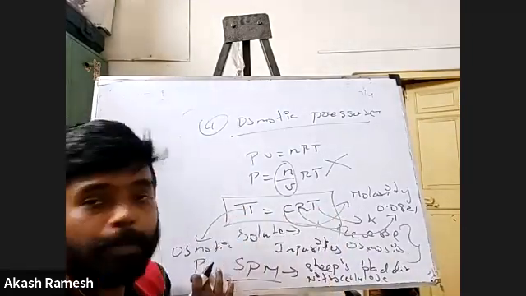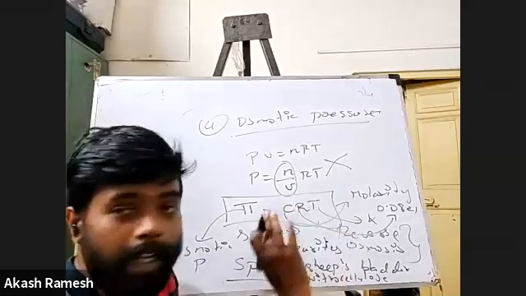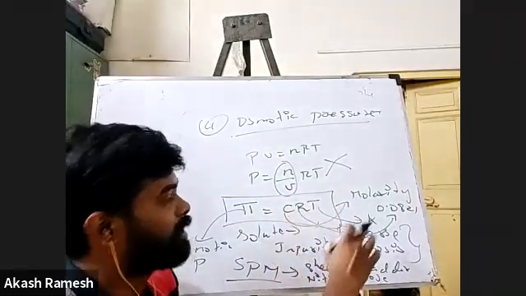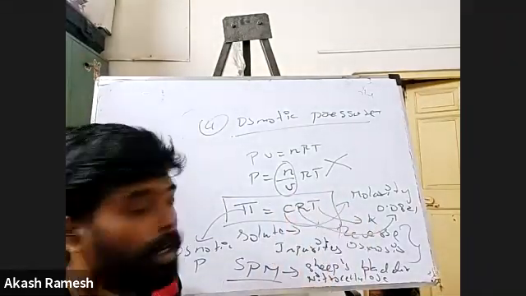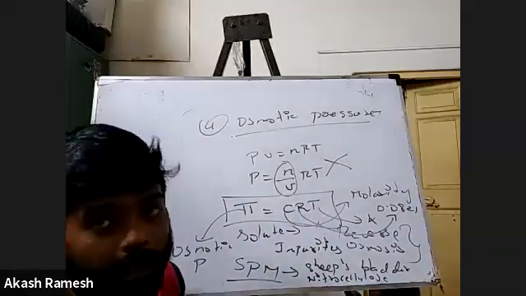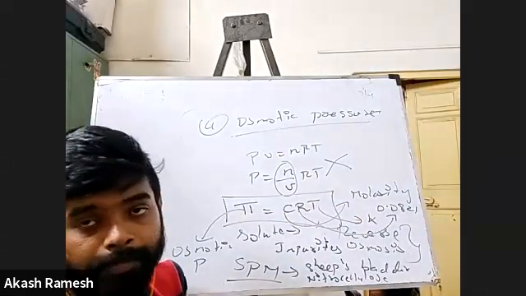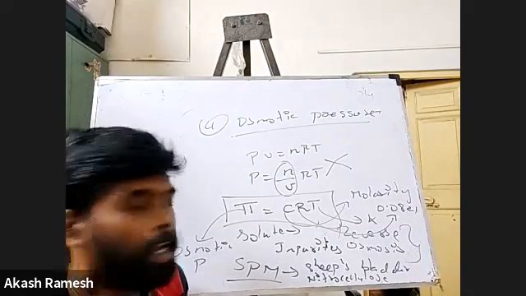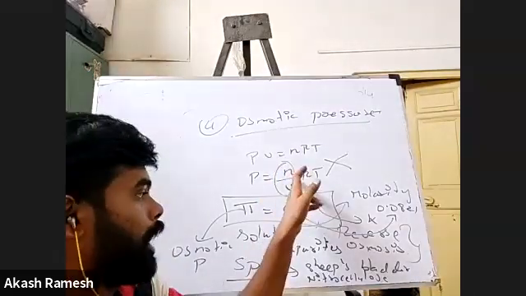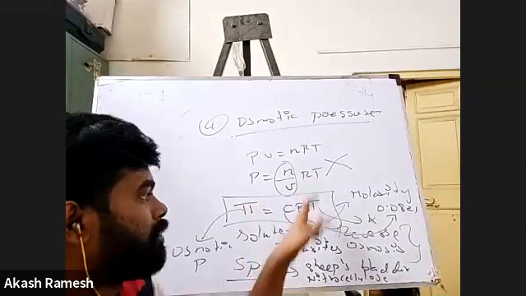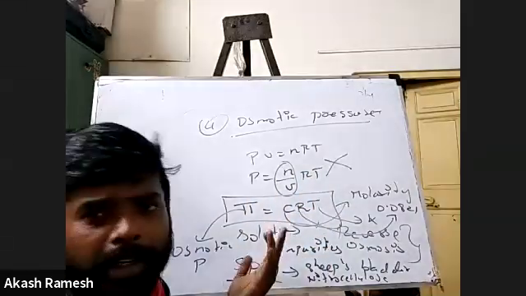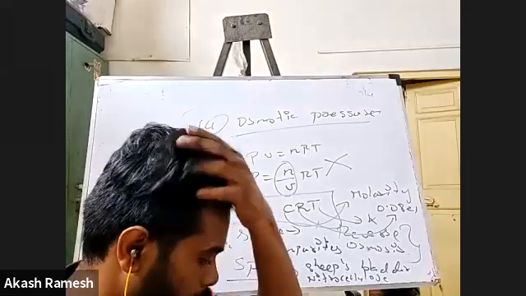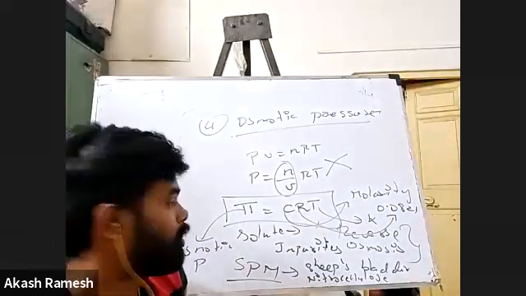Pi is the osmotic pressure, C is the molarity concentration, R is the universal gas constant, that is 0.0821, and temperature is T, which should be in Kelvin. Very simple equation: pi = C into R into T. You understand how it comes from here also. n by V is molarity, R is here, T is here. It comes from the ideal gas equation. But you're not worried about how it came. You do not need to derive the equation.